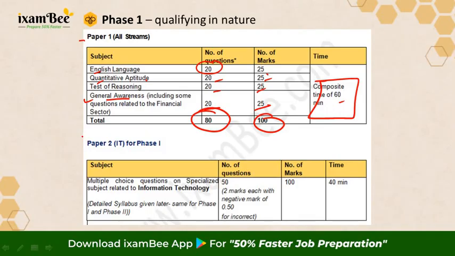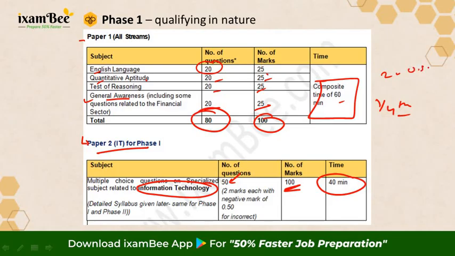Then the next is paper 2. In the Phase 1, there will be multiple choice questions from the specialized stream. Here we are talking about the IT stream. So there will be 50 questions of 100 marks and the time allotted will be 40 minutes. And also there will be a negative marking of 1/4 marks. Suppose you have a 2-mark question, then 0.50 marks will be deducted for an incorrect answer.